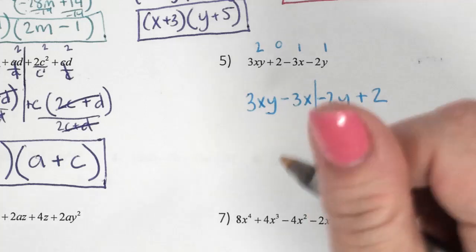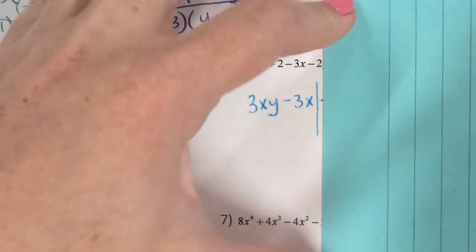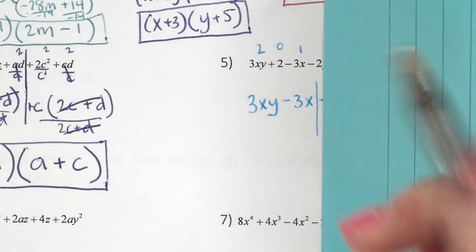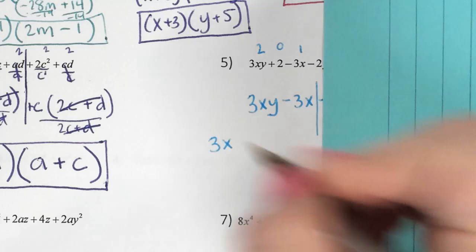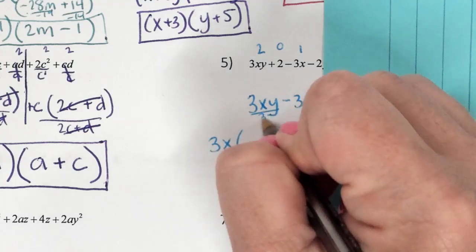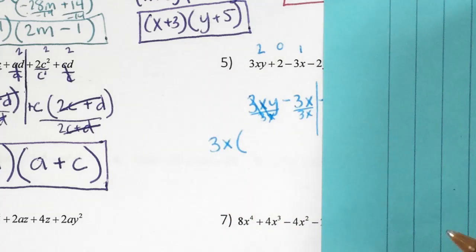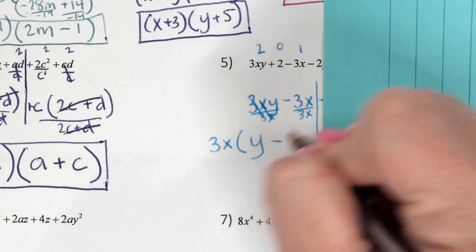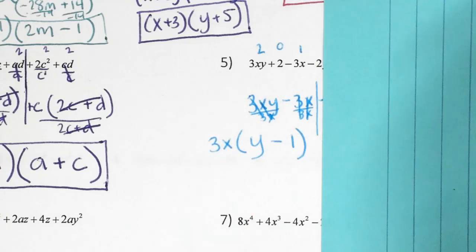What's the GCF of my left side? Just x? 3x. They both have a 3. They both have an x. So I'm going to divide that out because I'm setting it up as multiplication. What am I left with? Y minus, and when everything cancels, what does that equal? 1. Because remember, anything divided by itself is 1.